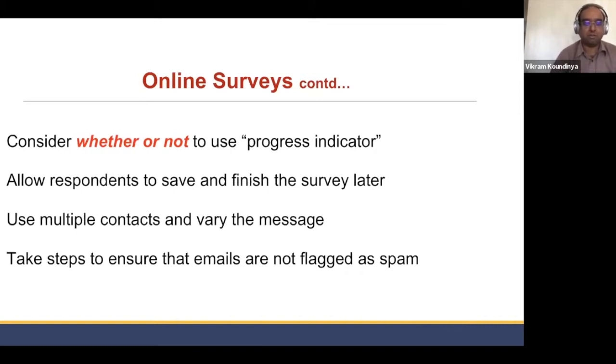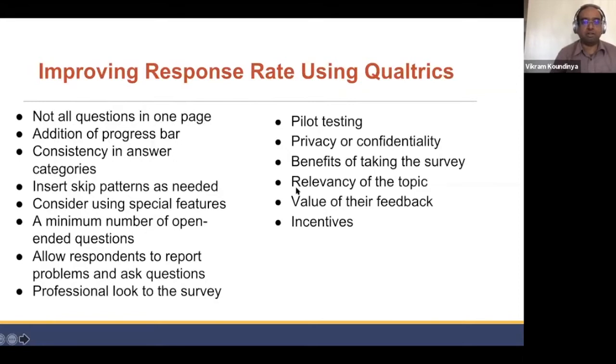And then take steps to ensure that emails are not flagged as spam. Some of the tips we can use are to avoid words like survey or hyphenated terms in the subject line, which have been found to be identified by spam filters, and then they may get filtered as spam. So these are a few other points that can improve the response rate when you are using Qualtrics.